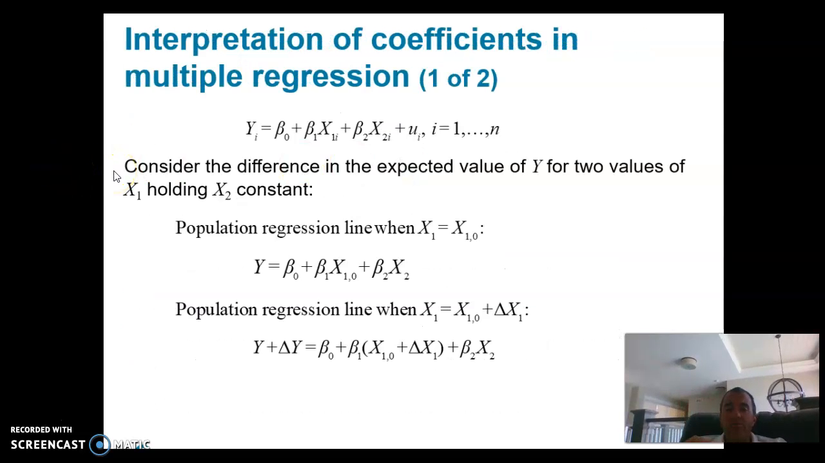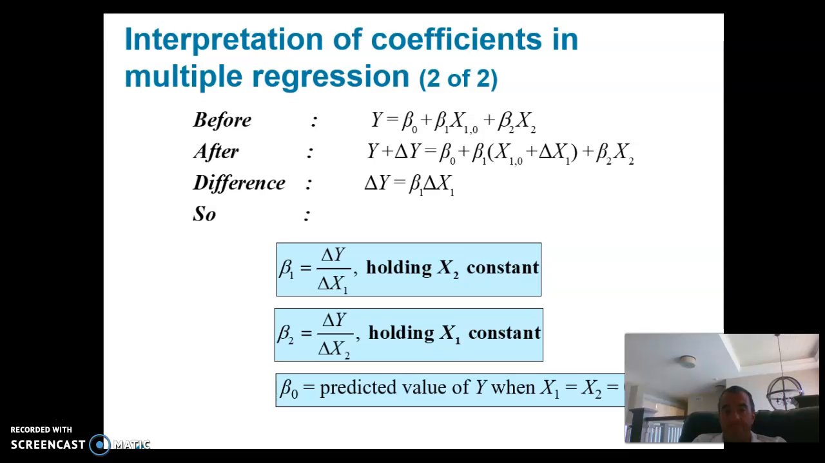Now, consider the difference in the expected values. And we look at the population. Population is looking at all the variables that we have. When we look at the population, we're looking at two different variables that we make this analysis. If we have sample data, that's only going to be a selection of the data that we have available.